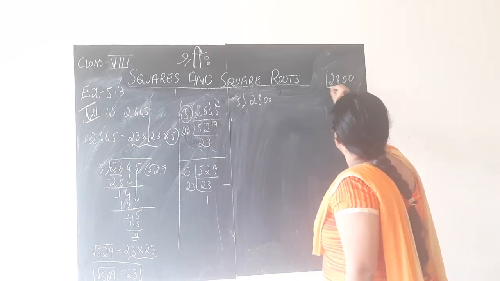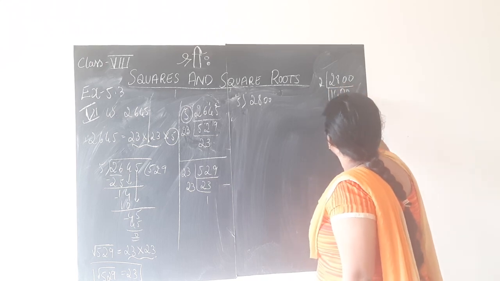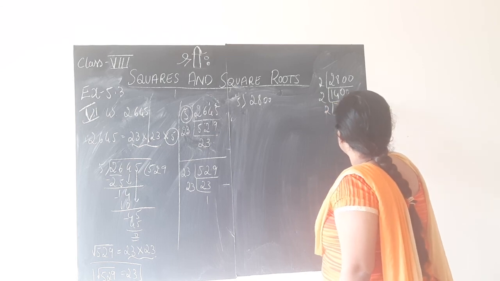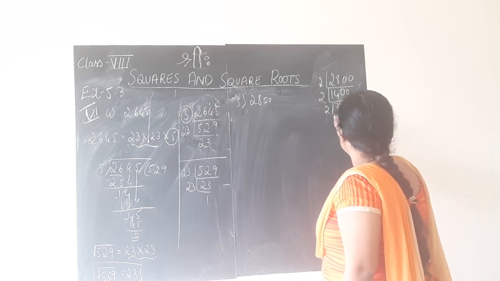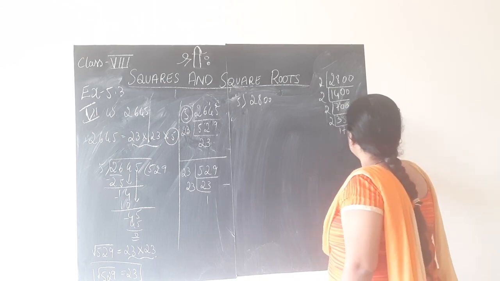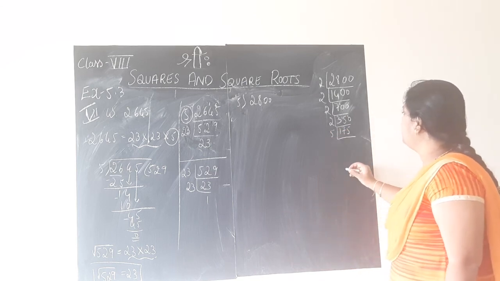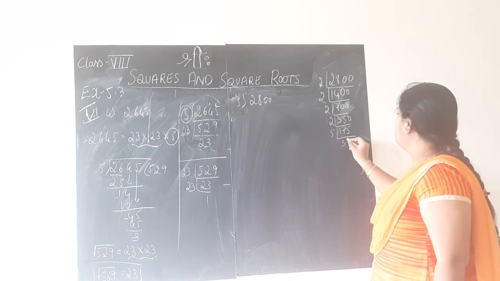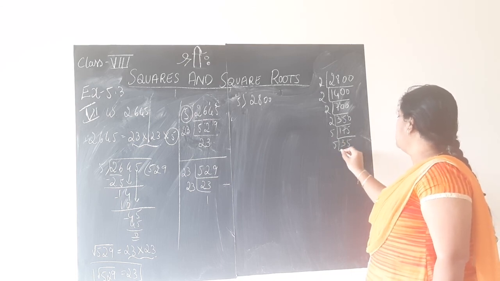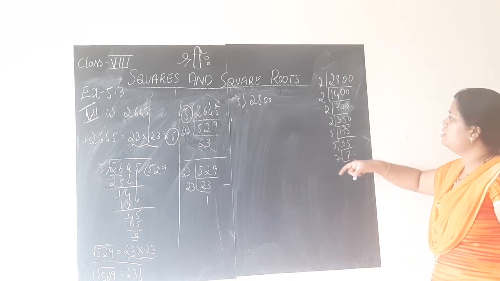Since 0 is in the units place, we shall start with the table 2. 2 1s are 2, 2 4s are 0 0. 2 7s are 0 0. 2 3s are 6, 1 remaining. 2 5s are 10, 0. 2 1s are 2, 1 remaining. 2 7s are 14, 1 remaining. 2 5s are 10. I got 5 under. I'll start with the 5 table only. 5 3s are 15, 2 remaining. 5 5s are 25. 5 7s are 35, 7 1s are 7. Like this we did, 5 table to 7 table.